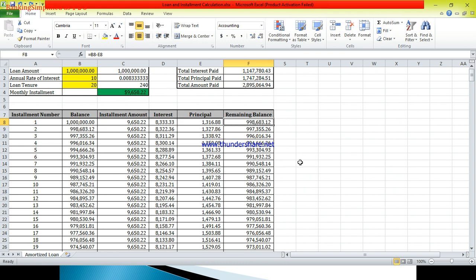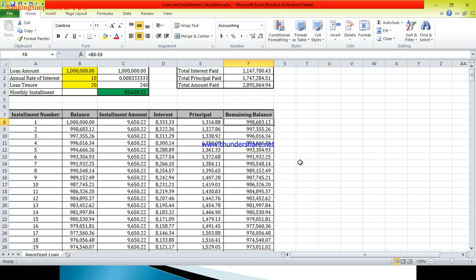Out of 10 lakh, I have just paid 1,316 rupees as of now. So the remaining amount that's left is 9,98,683 rupees, right? So for the next tenor or next schedule, my balance amount becomes this remaining amount, which is 9,98,683. Installment amount, as we have discussed, is fixed.